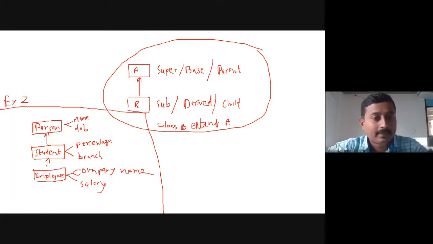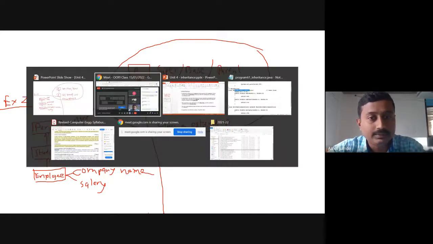So the person class has this information, name and DOB, student has percentage and branch, employee has company name and salary. Name and DOB will be string type, percentage will be a double, branch will be a string type, company name will be a string type, salary will be a double type. Let us implement this.